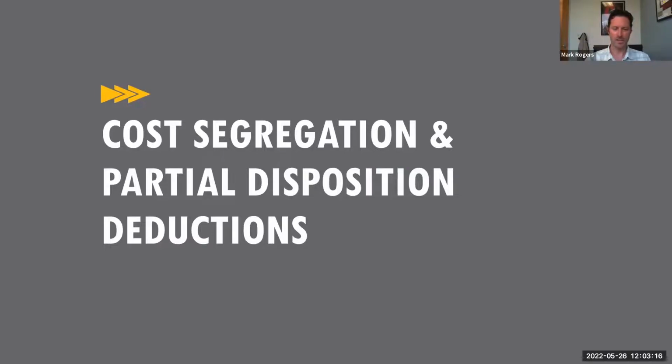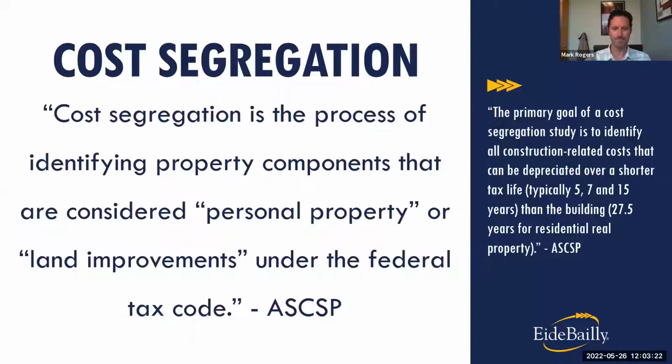Cost segregation and the often forgotten partial disposition deduction. Okay, so here is a definition from the Cost Segregation Mickey Mouse Club. Cost segregation is the process of identifying property components that are considered personal property or land improvements under the federal tax code. And they go on to say, the goal of a cost seg is to look at construction-related costs and see which ones can be depreciated over a shorter life, shorter than, in residential's case, 27.5 years.